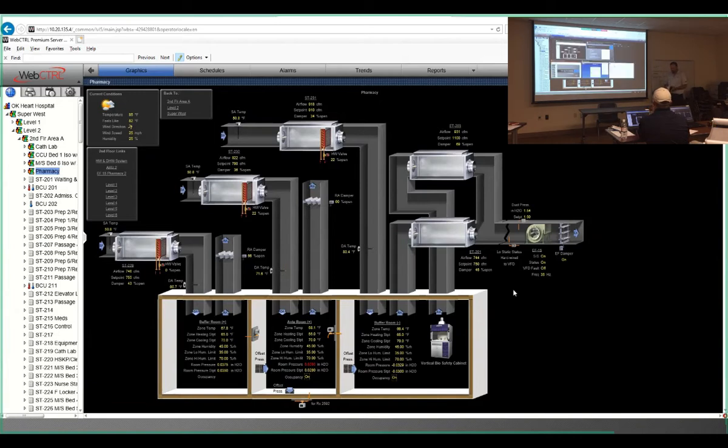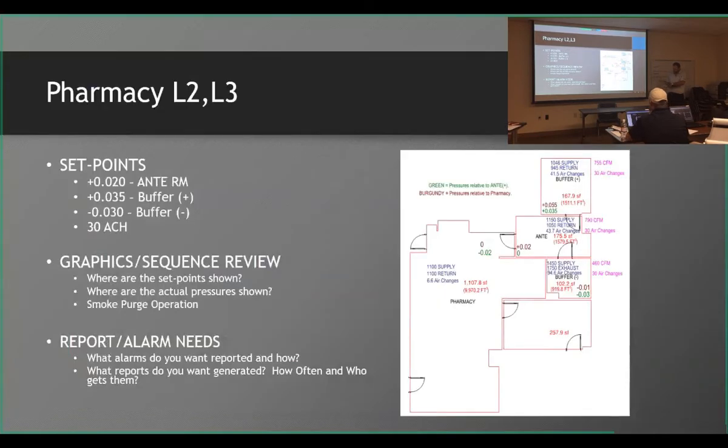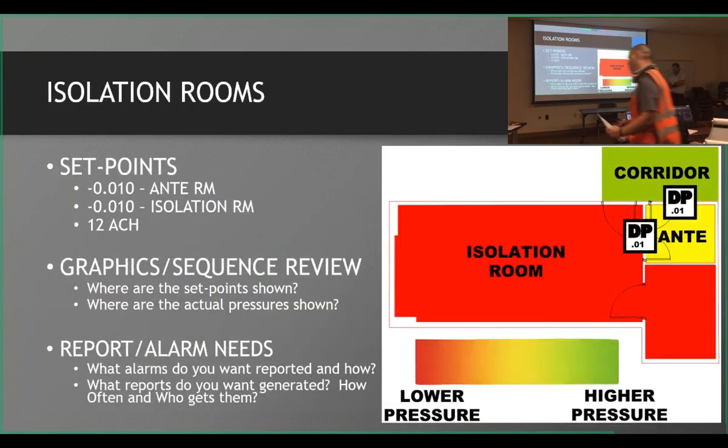Okay. Anything else, pharmacies? Okay, so isolation rooms is the next one. I think you are pretty familiar with isolation rooms. You've had them in your existing hospital. There's nothing overly complicated or tricky here. I just want to make sure that we're clear on how it goes. For each of your isolation rooms, and this is level 2 in the med-surg area, you have one sensor between the corridor and the anteroom, and one sensor between that anteroom and the isolation room.